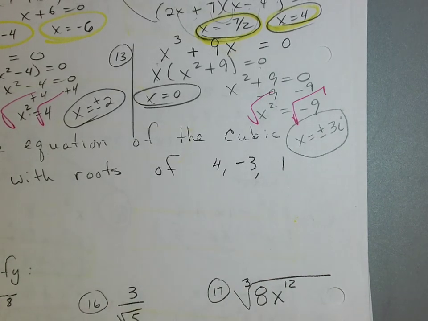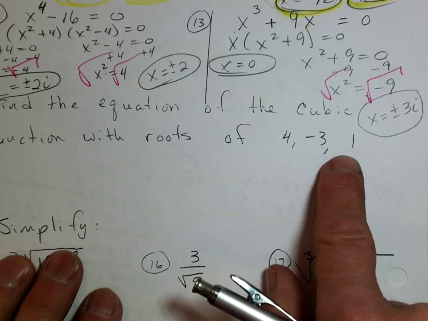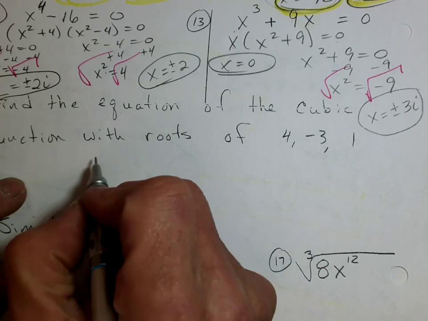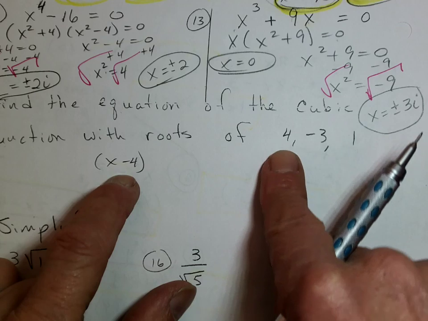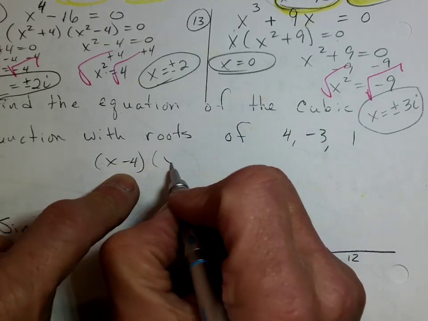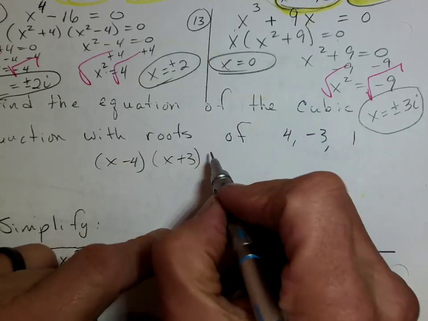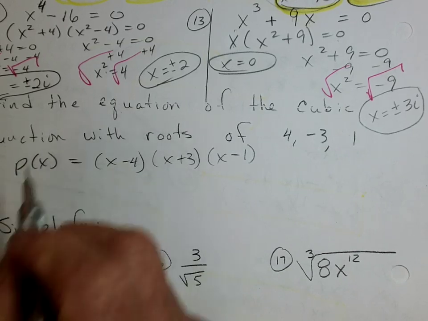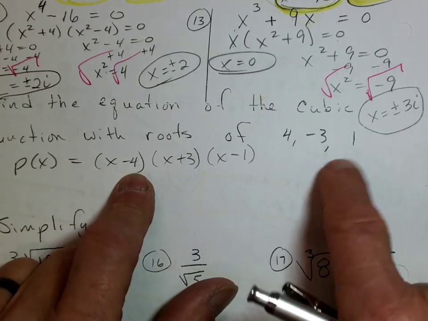Okay, 14, easiest problem of all. Honest, watch. These are 3 answers that came from mini equations. The way I got the 4 is from an x minus 4 would give me an answer of 4, right? The way I got a -3 is from an x plus 3 would give me an answer of -3. And the way I'd get the 1 is from an x minus 1. So, p of x, there's my answer. I created a polynomial with these 3 answers.